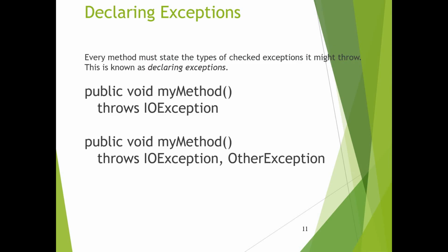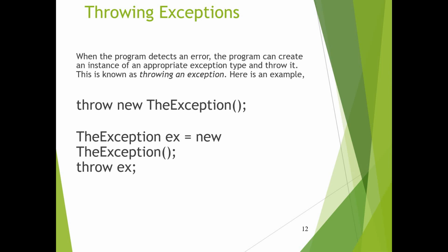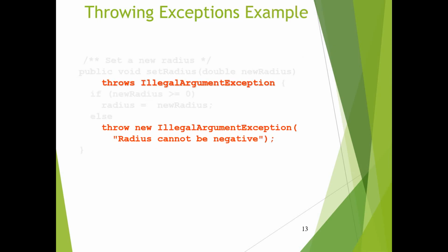So the throws keyword is used to declare the exception. We can also create an exception and throw it. You can create your own exception and throw it: Exception ex = new Exception, throw ex. Here it is throwing an IllegalArgumentException, and we are going to handle that IllegalArgumentException in the else block.